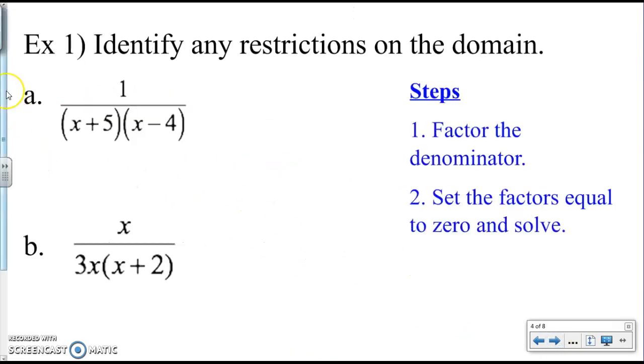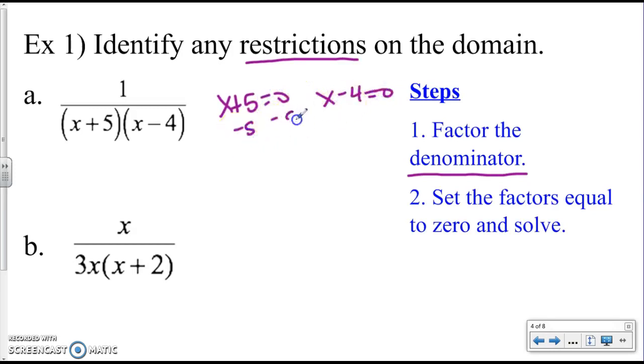So, first we're going to identify the restrictions on the domain. For the restrictions, we only care about the bottom. We don't care what is going on the top. So the first step is to factor the bottom. The second step is to set it equal to 0. Notice these two are already factored, so we're going to go ahead and solve each of those.